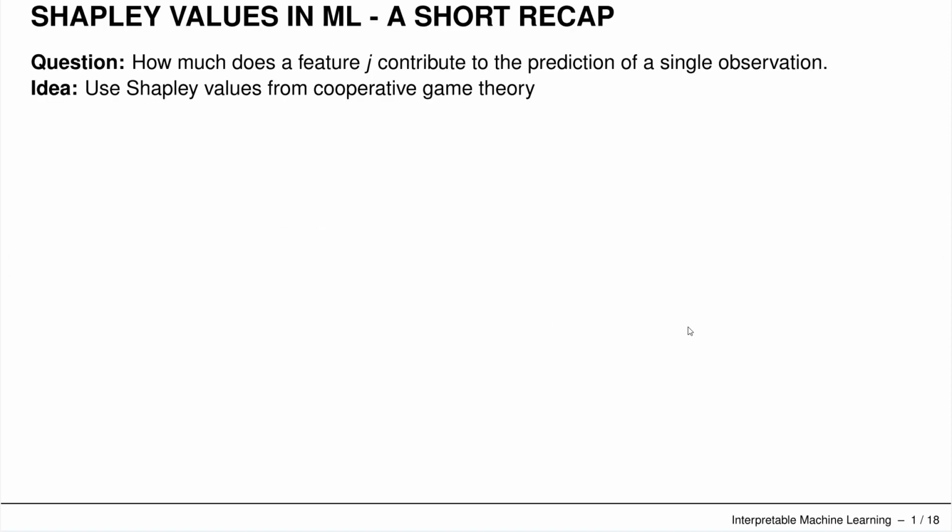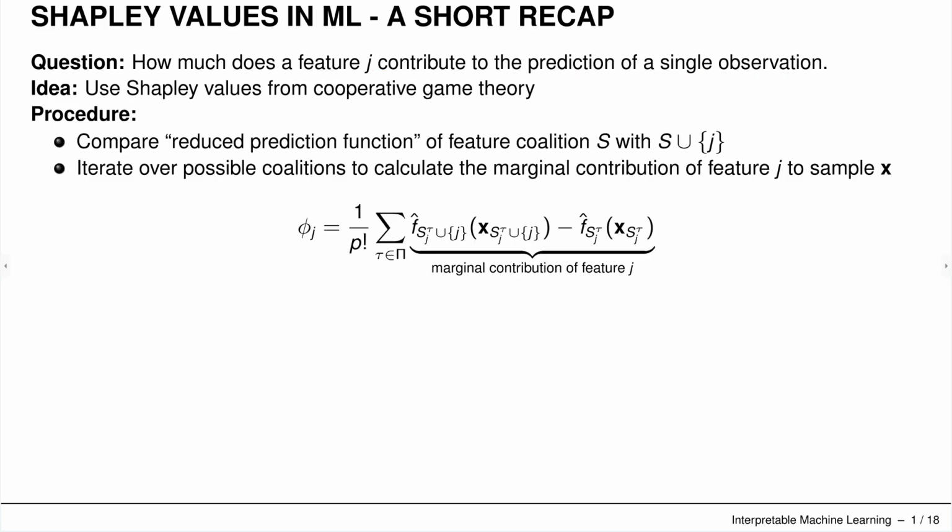So remember that Shapley values in machine learning answer the question: how much does a feature j contribute to the prediction of a single observation? And for that, we used Shapley values from cooperative game theory. Let's do a short recap.